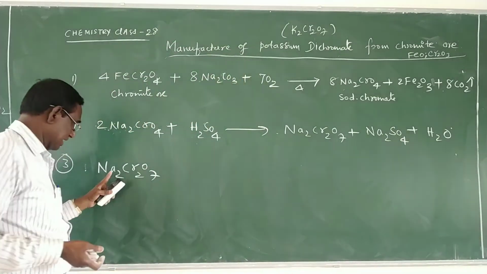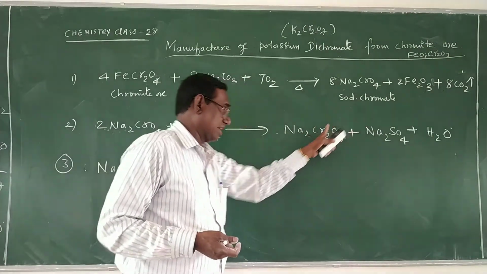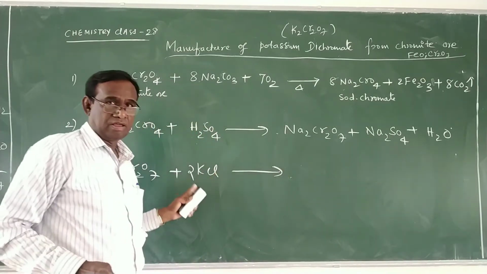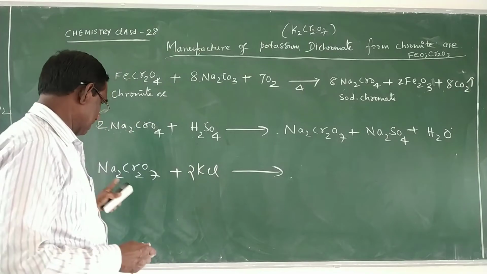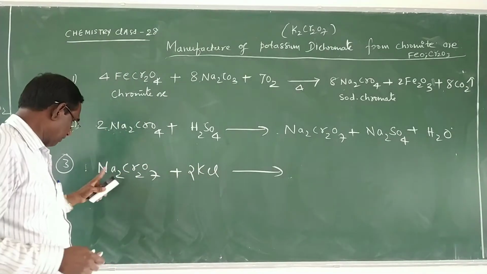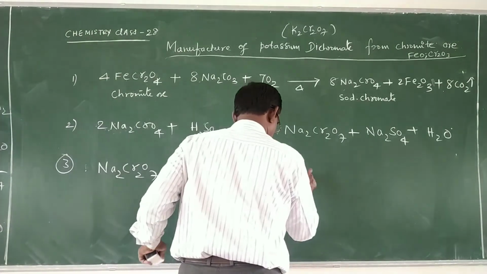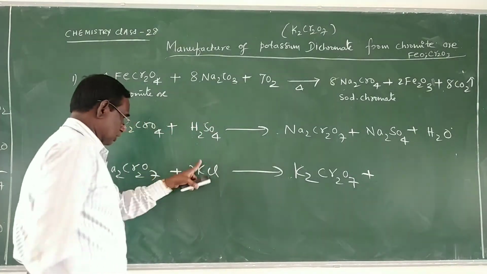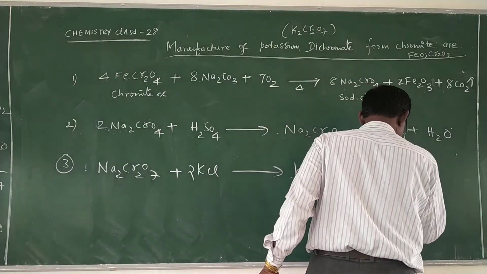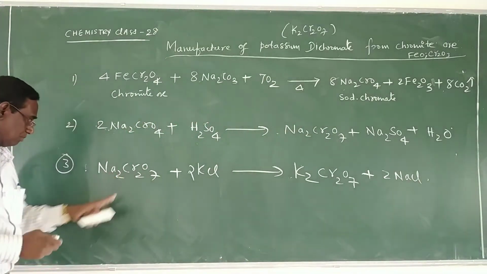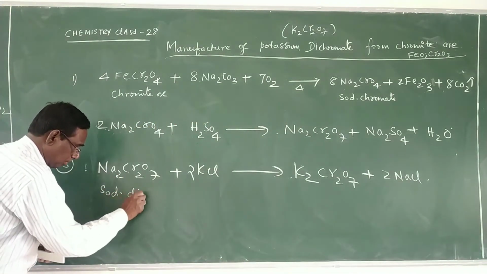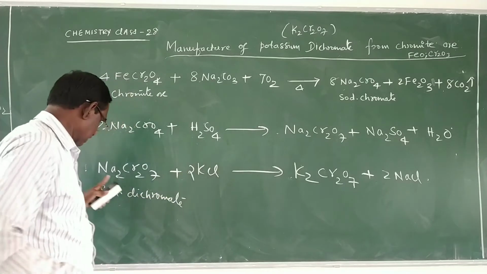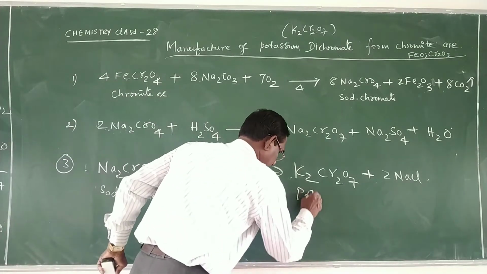Na2Cr2O7, sodium dichromate, is more soluble when compared to potassium dichromate. So the Na2Cr2O7 obtained in the second step is treated with a calculated amount of potassium chloride. What is the formula for potassium chloride? KCl. So instead of Na2, you take K2, that is K2Cr2O7 as usual, plus 2Na plus 2Cl, which becomes 2NaCl. That means the sodium dichromate is treated with a calculated amount of potassium chloride, so that sodium dichromate is converted into potassium dichromate.